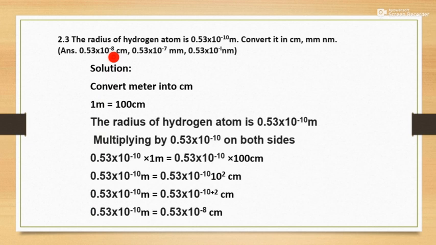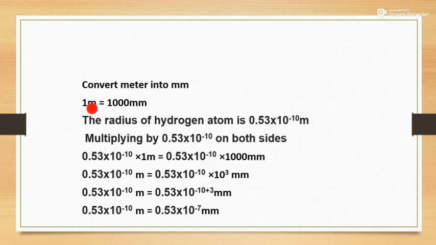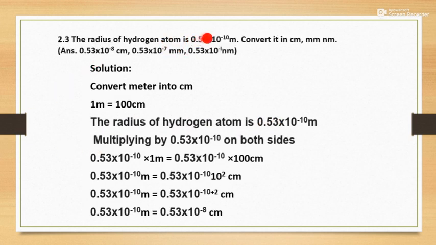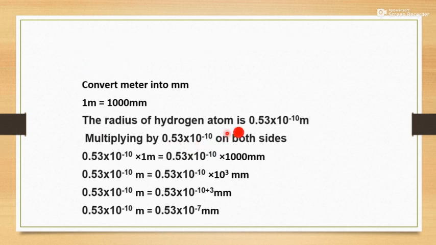So the answer is 0.53 × 10^-8 centimeter. Now find the millimeter. Now we convert meter into millimeter. First of all, we know that 1 meter is equal to 1000 millimeter. The radius of the hydrogen atom is 0.53 × 10^-10 meter, which is given in the question.